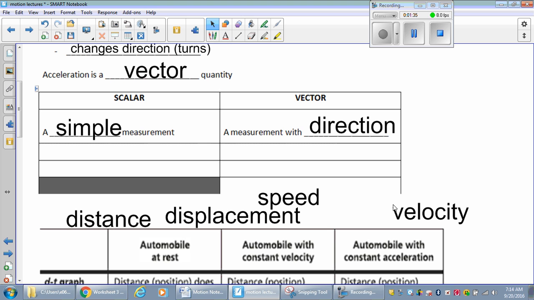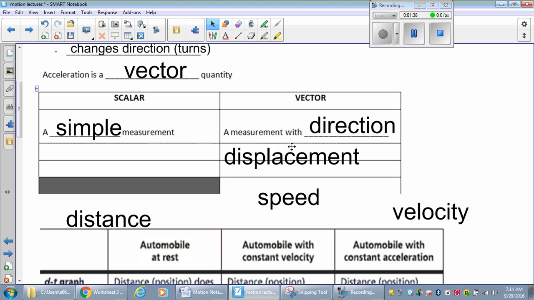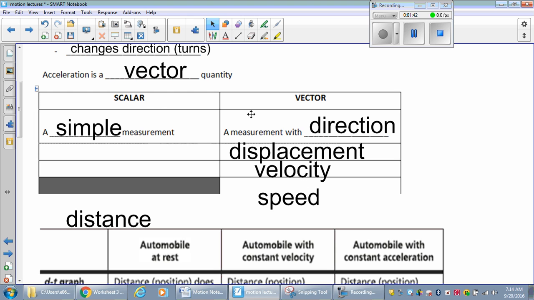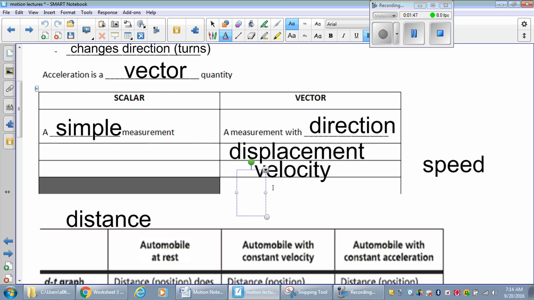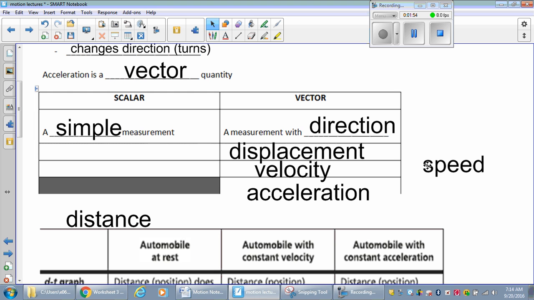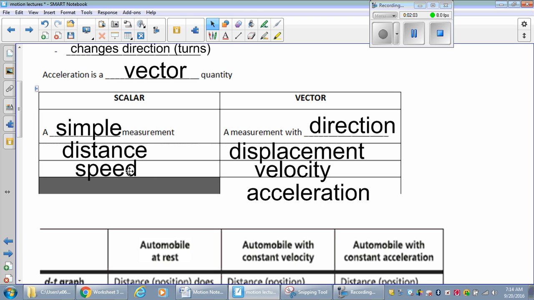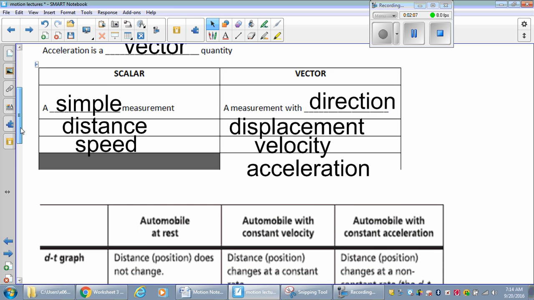So let's place these in the right spots. The first vector quantity we learned about was displacement, right? And then we learned about velocity. And of course now we have acceleration, right? So those are the three vector quantities we learned about in this chapter. Now scalar, the first scalar one we learned about was distance. We just add up the total length of the path, no matter if we turn or not. And of course, speed, like your speedometer, you never care about the direction in there. So these are your scalar and vector quantities for the chapter. Make sure you know those.